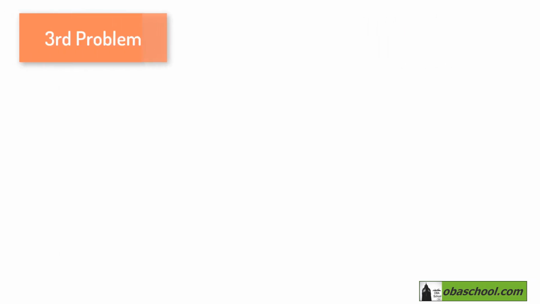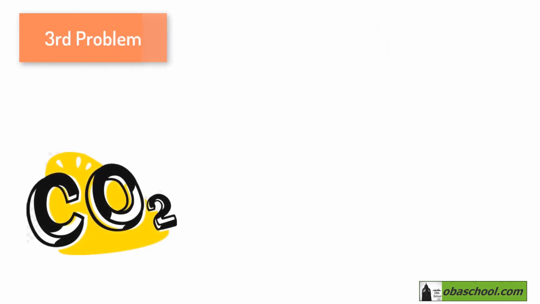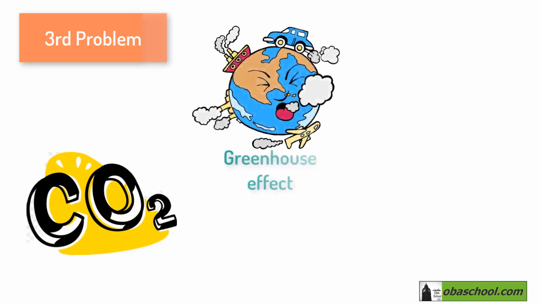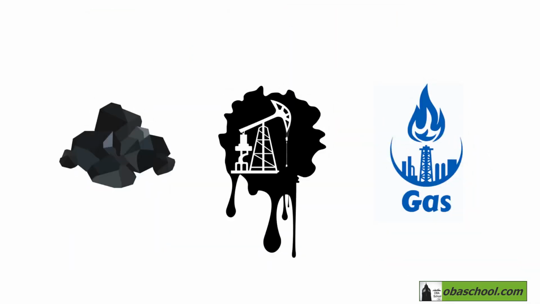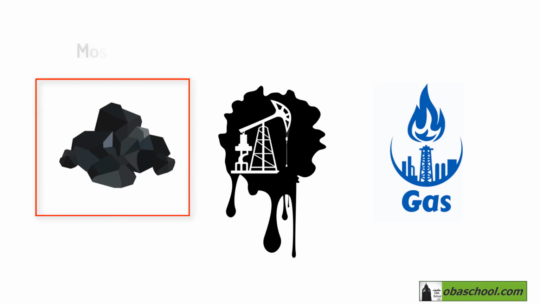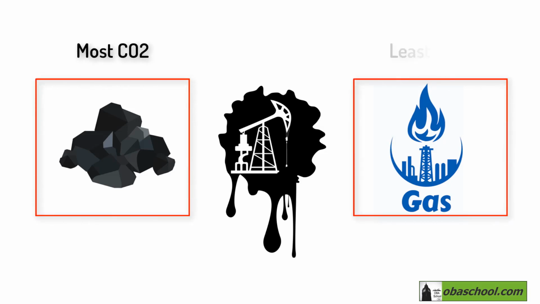The third problem is that burning fossil fuels releases carbon dioxide, causing the greenhouse effect and high levels of global warming. Recall that global warming is the rise of the average temperature of the Earth's surface. For a given amount of energy released, coal produces the most carbon dioxide, and natural gas produces the least carbon dioxide.